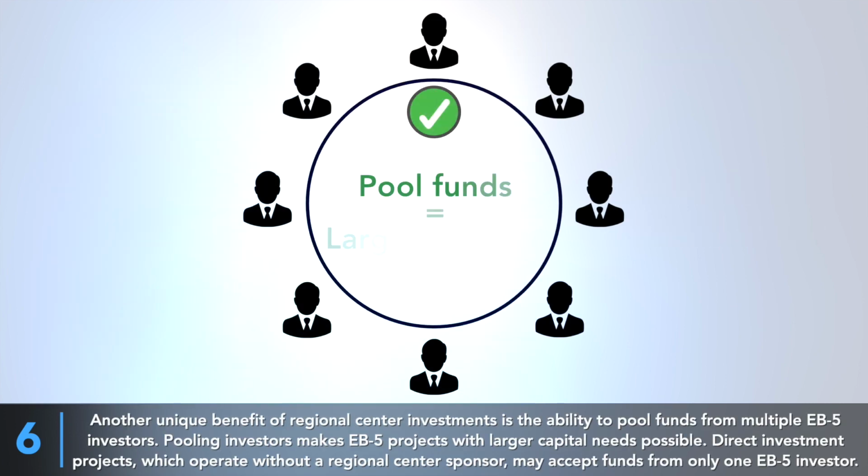Another unique benefit of regional center investments is the ability to pool funds from multiple EB-5 investors. Pooling investors makes EB-5 projects with larger capital needs possible. Direct investment projects, which operate without a regional center sponsor, may accept funds from only one EB-5 investor.